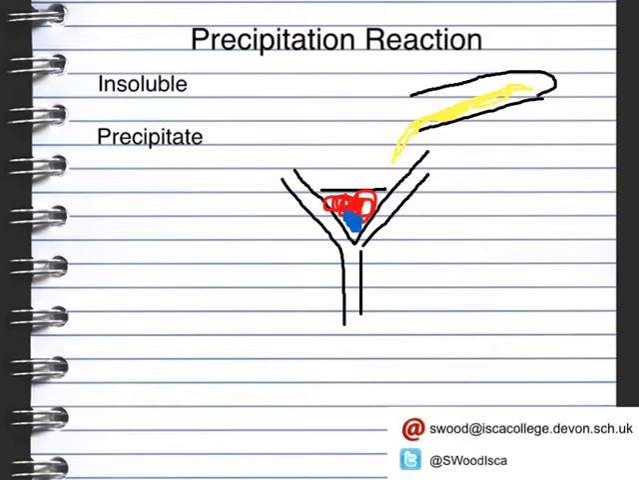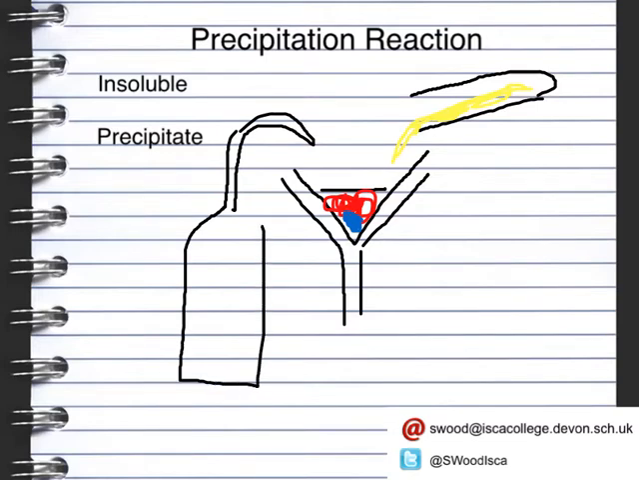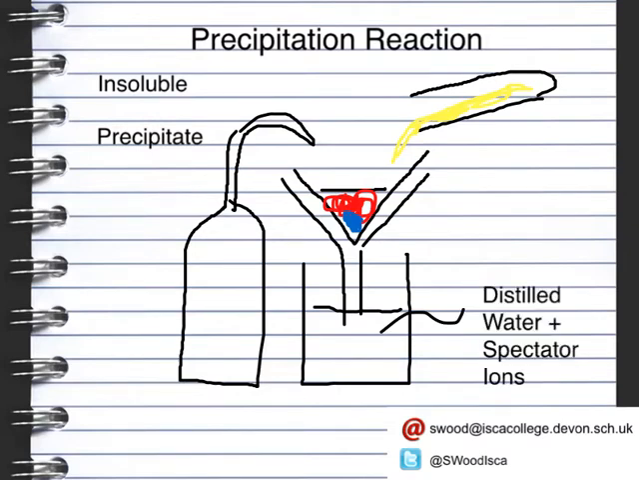Once you've got this solid precipitate you can do a number of things. The first thing you can do is take a bottle of distilled water that's got the tube like so. You can squeeze the water and wash the product, and what you'll collect below the funnel is distilled water and some of the spectator ions that are not involved in the reaction.